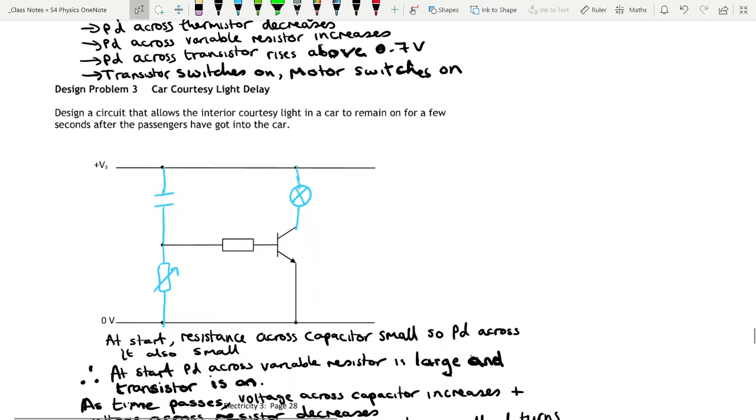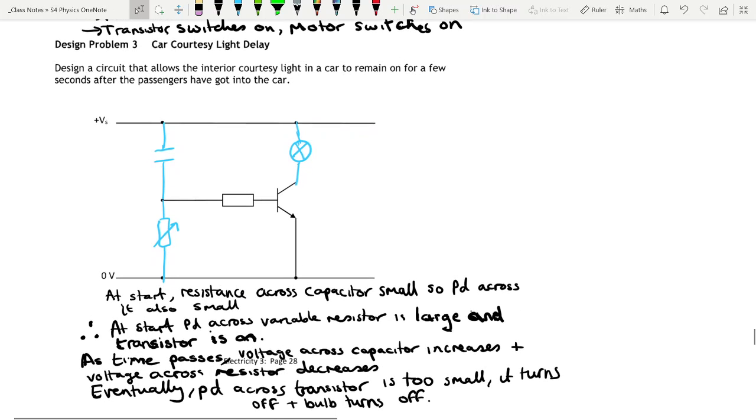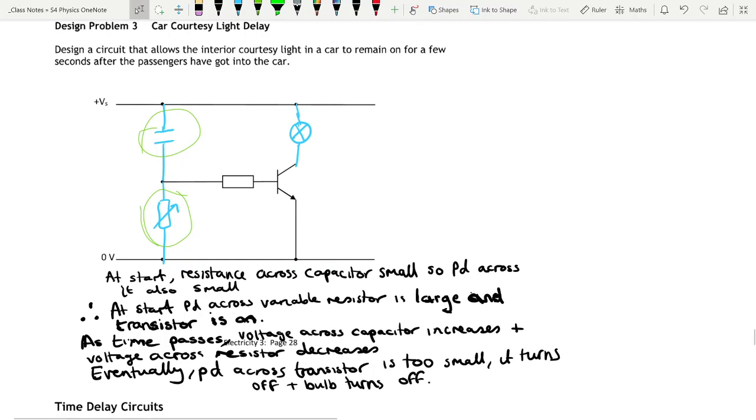And this one here, car courtesy light delay. So when you open the door in a car, the lights tend to go on, but they only go on for a certain amount of time and then they switch off after a certain amount of time. So remember when I said we were looking at a component called the capacitor, which is really good if you want something to be on for a certain amount of time. So what we've got here is a capacitor and a variable resistor. Okay, so how does this work?